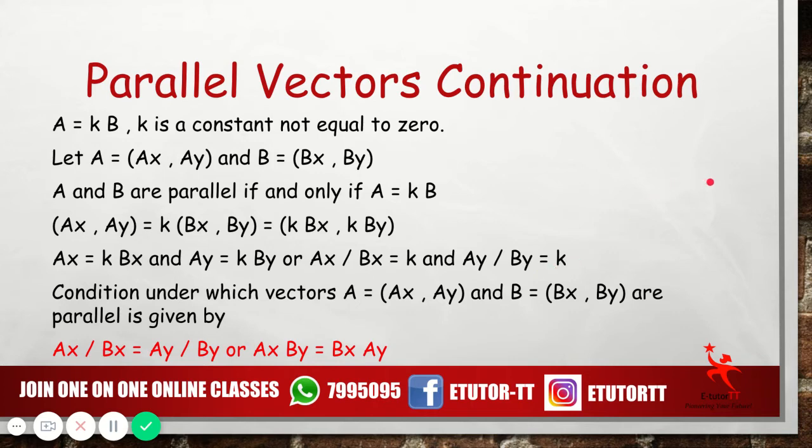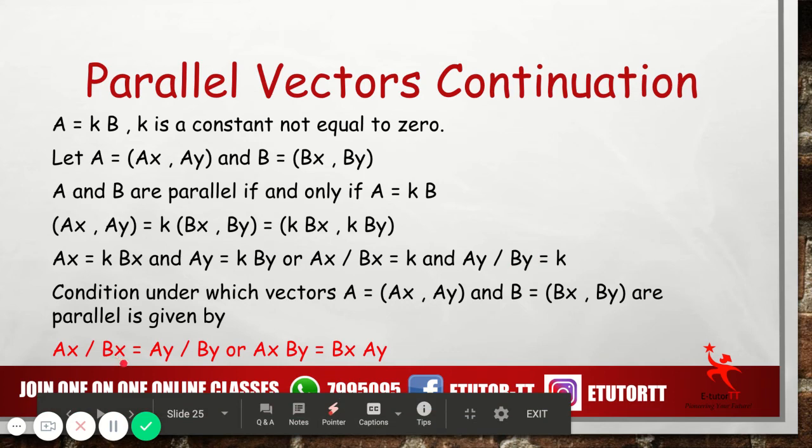The condition under which vectors A equals (AX, AY) and B equals (BX, BY) are parallel is given by AX divided by BX equals AY divided by BY, or AX BY equals BX AY. And how do we get that? Well, we just showed you above, but if you have AX over BX equals AY over BY, you just cross multiply. So you get AX times BY, that's how they got AX BY, and that is equal to BX times AY, which is BX AY.